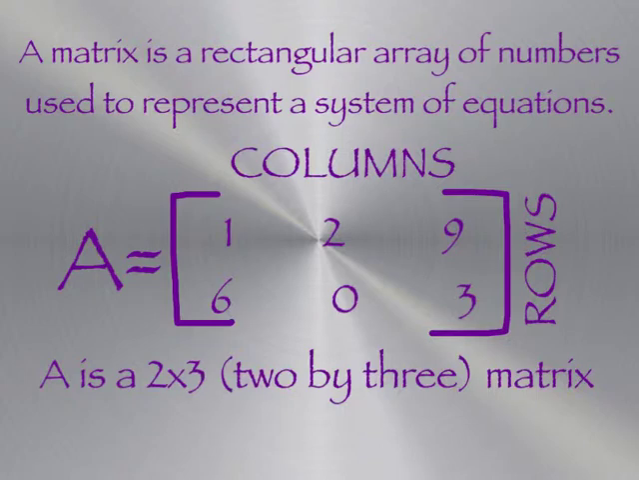If we want to talk about a particular term, for example, term A1,2, that would be the term in the first row and the second column. So term A1,2 would be 2 in this case. Term A2,3 would be second row, third column, 3.